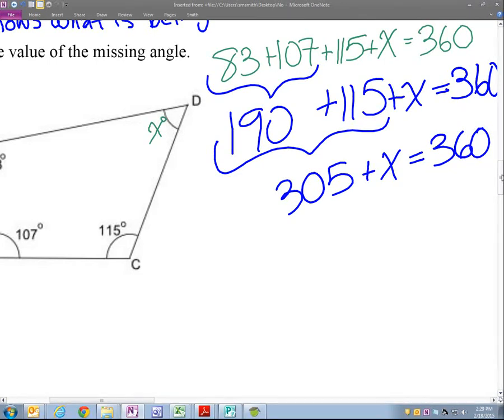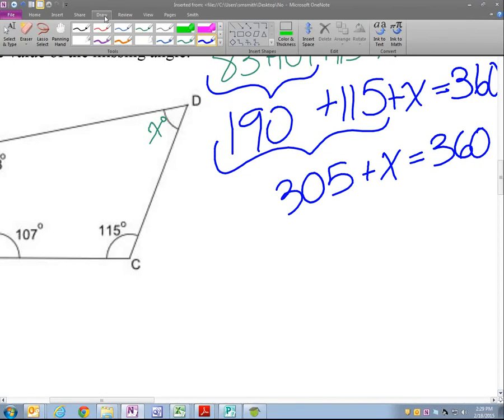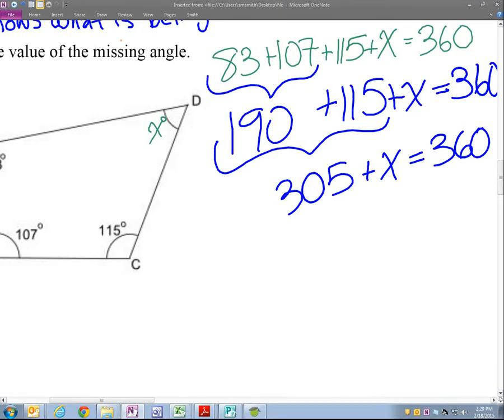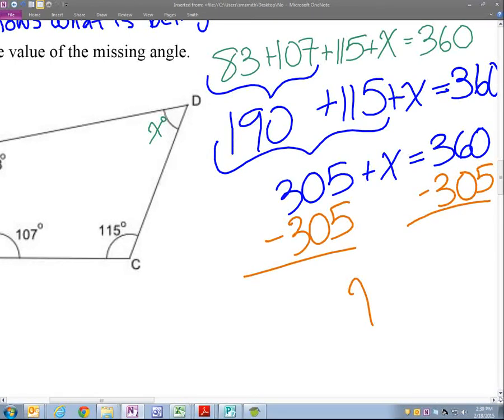So in order to undo that, Mr. Barnes, what do I have to do? Good, yes, we have to take away, which is minus 305 to both sides. And we're going to end up with x equals 55.